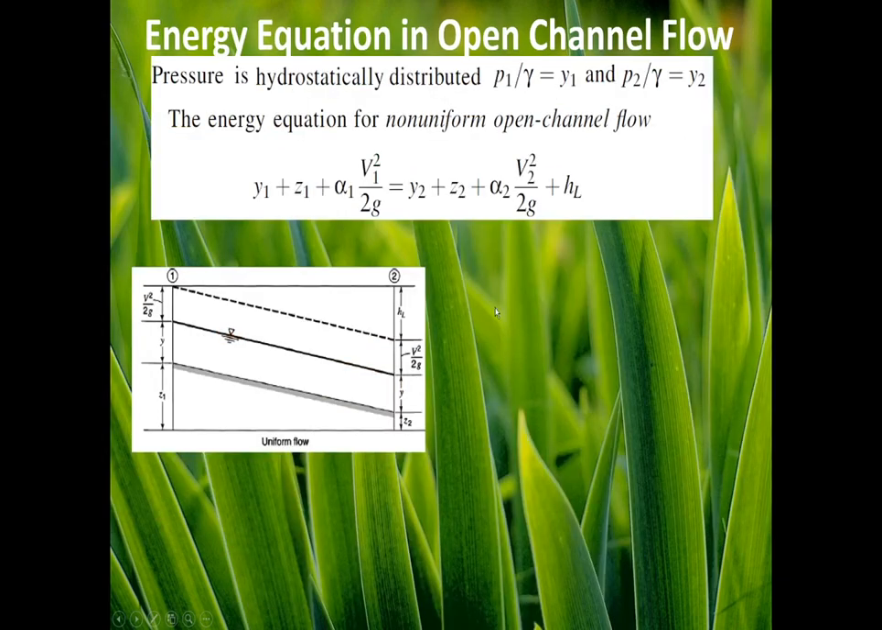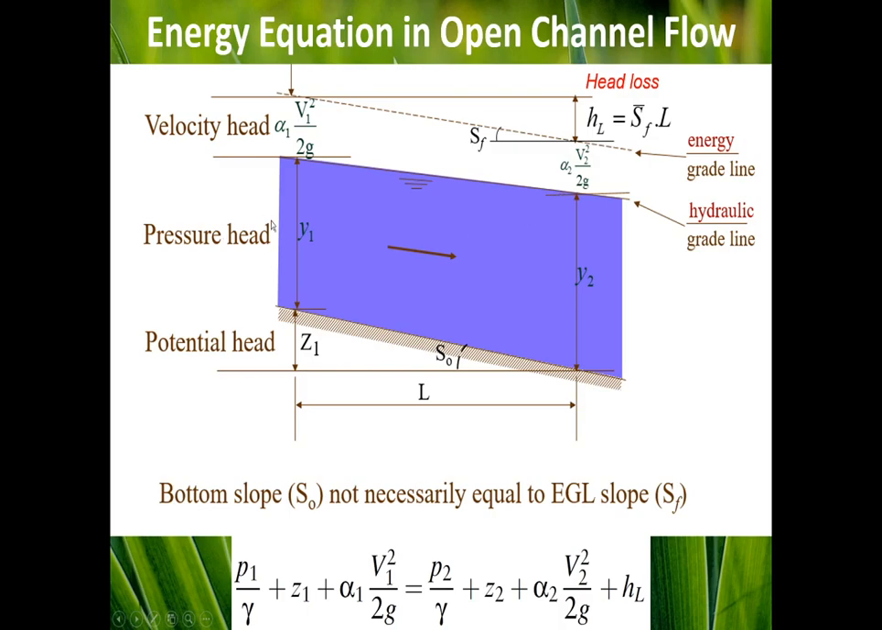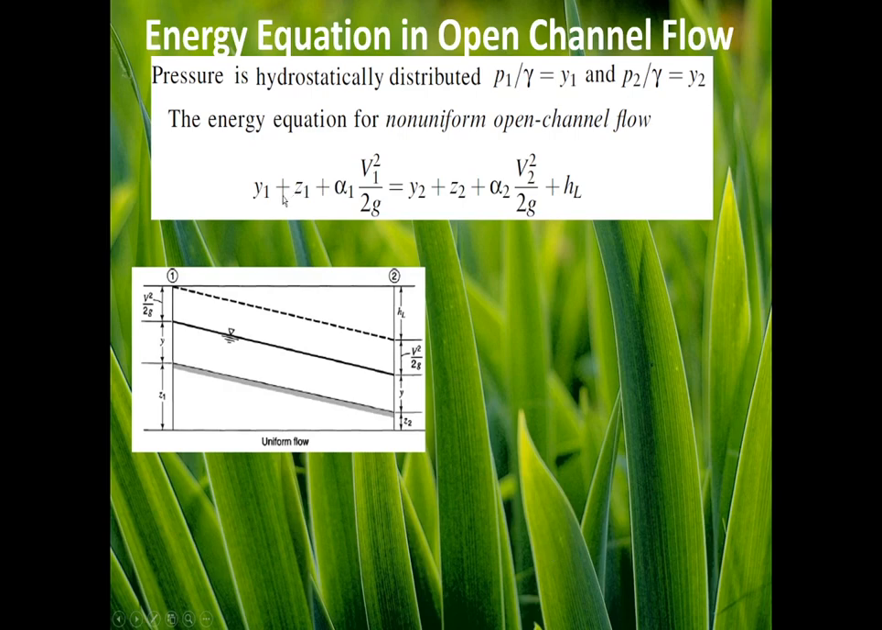Okay, so as I told, if we assume that pressure is hydrostatically distributed, we can replace P1 over gamma and P2 over gamma here with y1 and y2. Therefore, the energy equation in open channel flow can be shown in this way: y1 plus z1 plus alpha 1 v square over 2g equals y2 plus z2 plus alpha 2 v square over 2g plus hl, head losses. And we talked about the alpha, which is the kinetic energy coefficient factor.